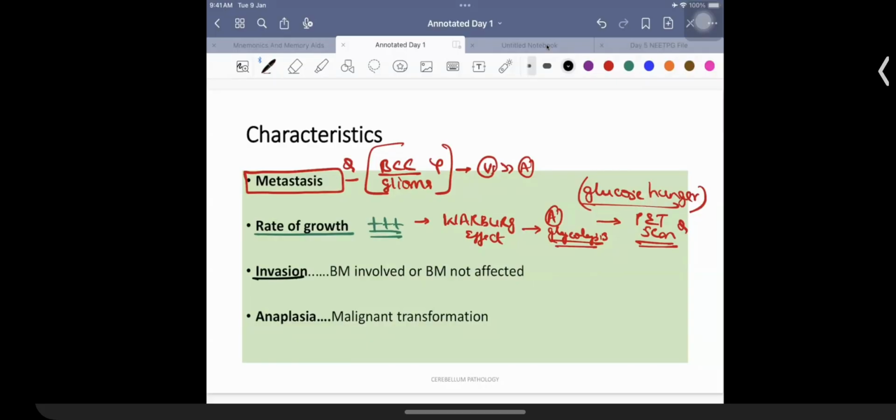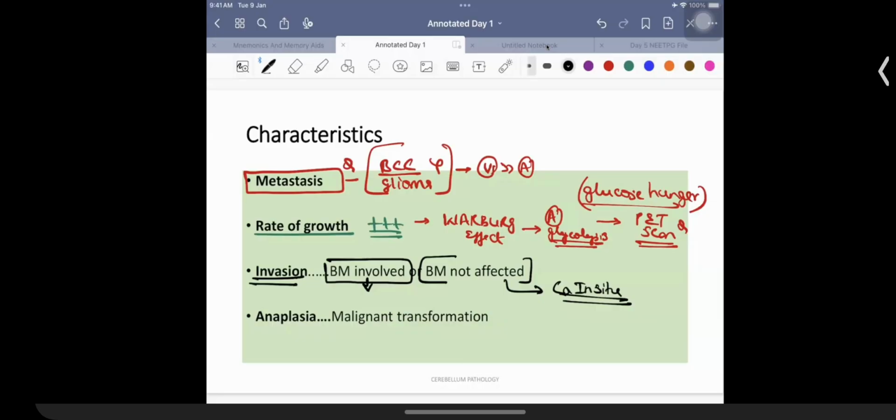Then we are talking about invasion. In case of invasion, it depends whether the basal membrane is affected or not affected. If it is affected, it is called invasive cancer. If it is not affected, it is called carcinoma in situ. Twice asked question, easy one. Carcinoma in situ means no invasion.